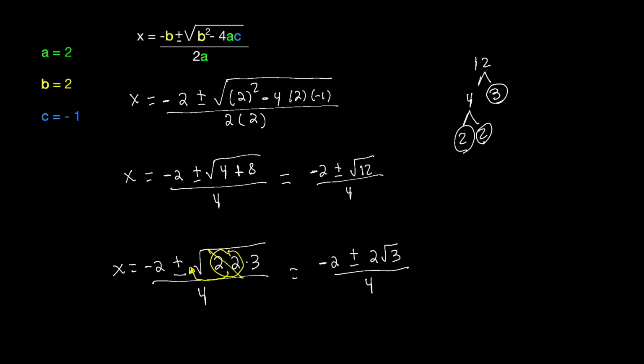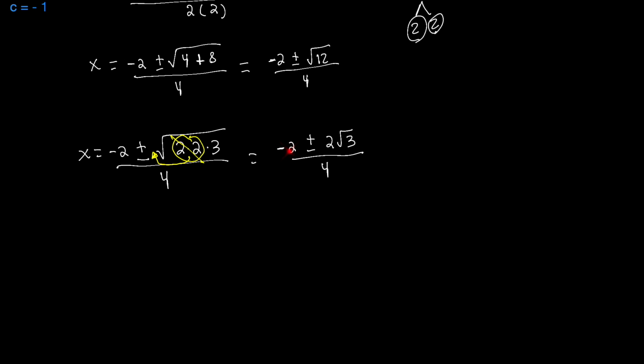It's at this point that I now want to check my numerator and see if my constants share a common factor. And here they do. The common factor is 2. So I can factor out a 2. And negative 2 divided by 2 is going to give me the negative 1. I have plus or minus, and 2 divided by 2 gives me 1. So I get 1 root 3. All of this is divided by 4.